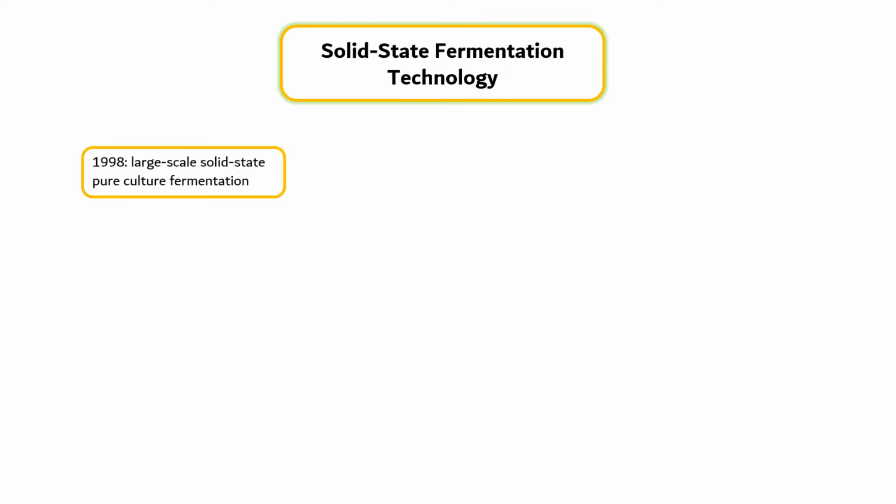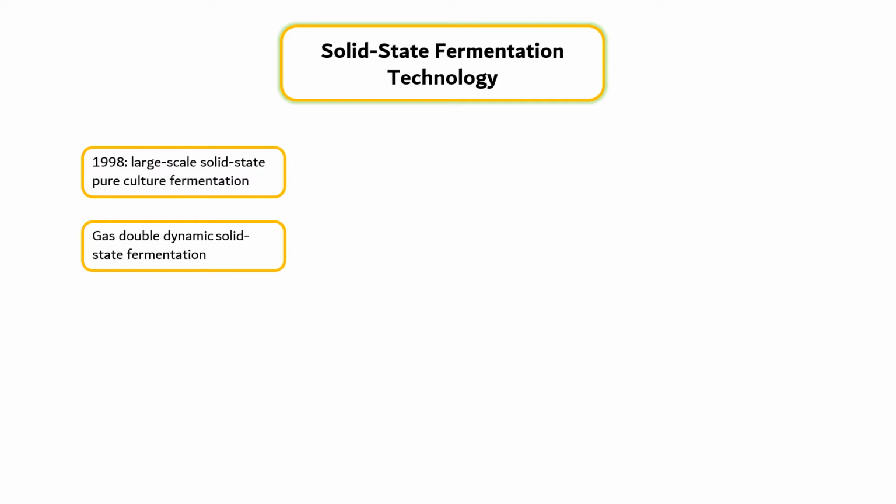In 1998, a large-scale solid-state pure culture fermentation demonstration plant was built, and the results showed that the economic indicators of this technology were better than traditional submerged fermentation. On this basis, the gas double dynamic solid-state fermentation technology has gradually developed into one of the modern solid-state fermentation technologies.